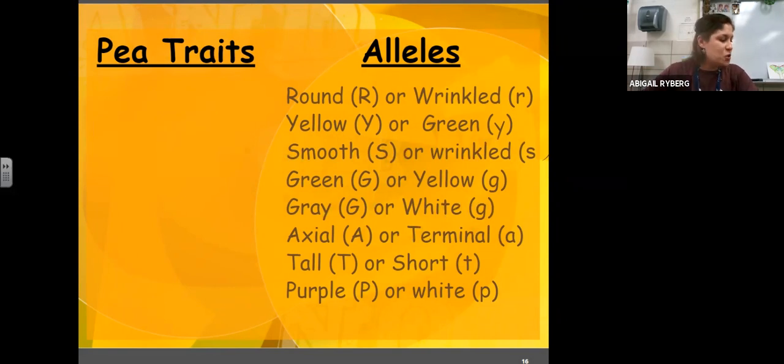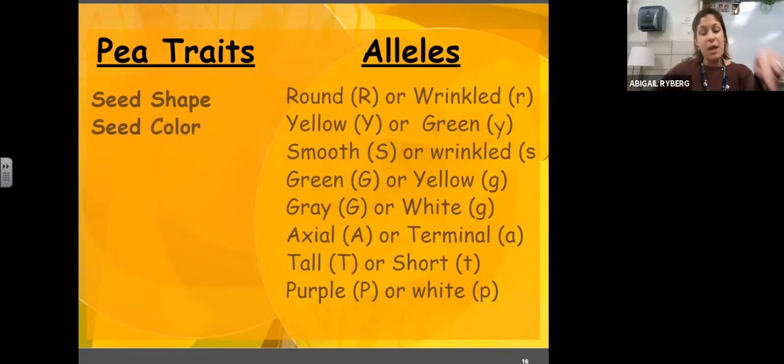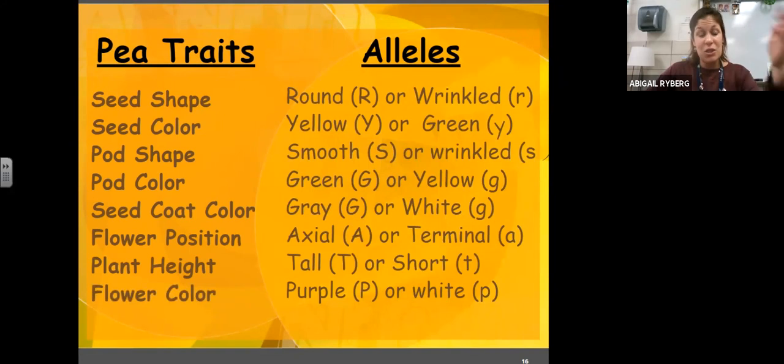Some examples of traits and alleles that Gregor Mendel was working with. An example of a trait was seed shape, and then the alleles are the options. So for seed shape, he was looking at round or wrinkled seeds. For seed color, he was looking at yellow or green. For pod shape, he was looking at smooth or wrinkled, and so on. So you get the idea that there's a trait, and think of the alleles as the possibilities.